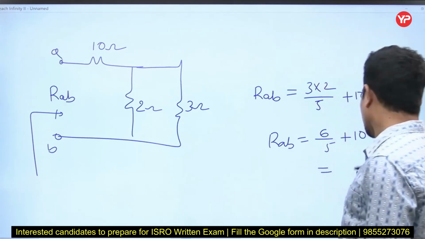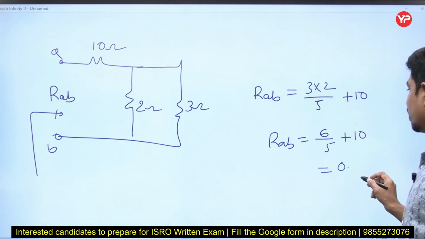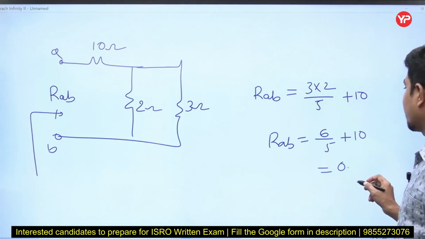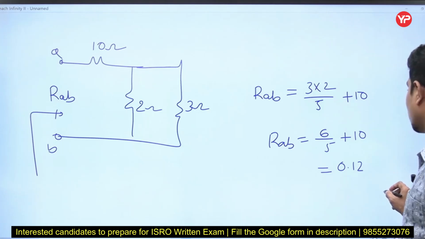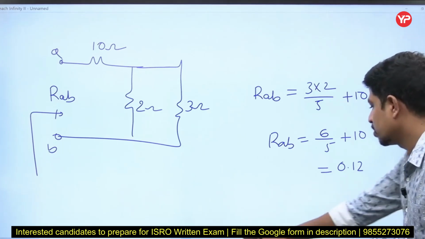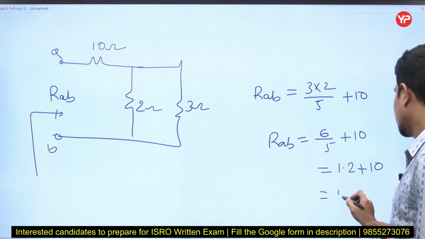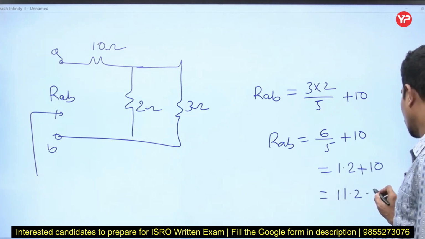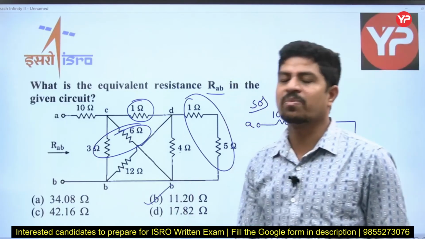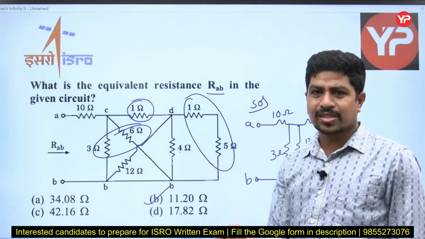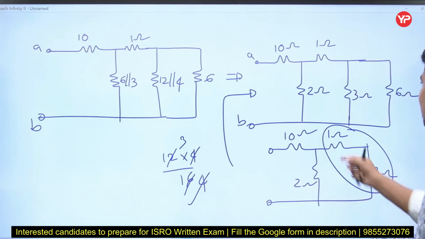How much is 6 divided by 5? 1.2, sorry, not 0.12, it is 1.2. 1.2 plus 10, now RAB is 11.2 ohms. Let's see the options. 11.20 ohms, option B is perfectly suitable, right? Just for your explanation purpose I took these many steps, otherwise it is just a simple question.